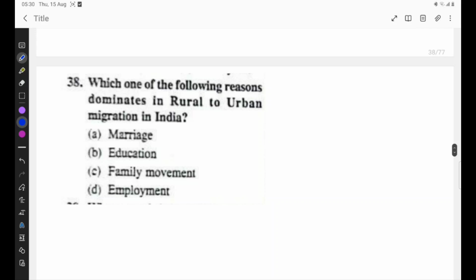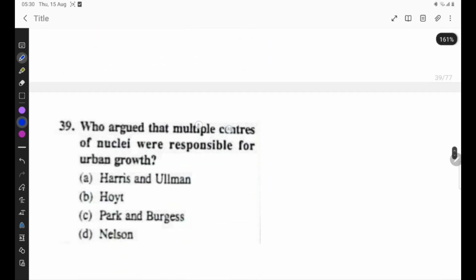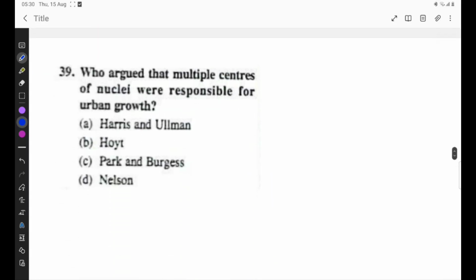Which one of the following reasons dominates in rural to urban migration in India? Marriage, education, family movement, or employment? Rural to urban. Employment is the answer. Next question. Who argued that multiple centers of nuclei were responsible for the urban growth? Harris and Ullman, Hoyt, Park and Burgess, or Nelson? Answer is Harris and Ullman.